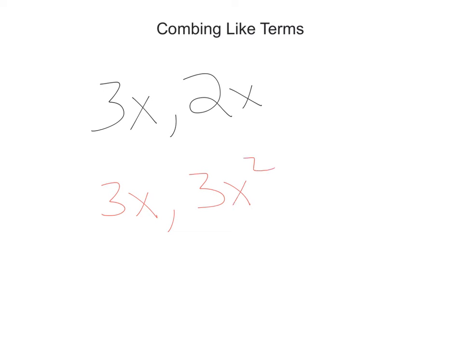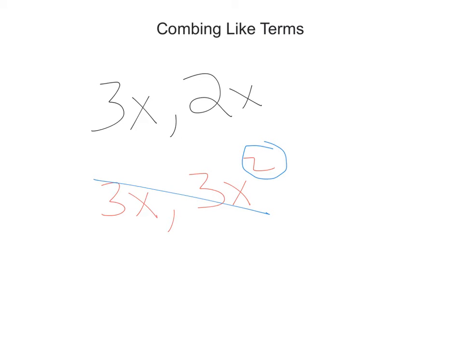Like terms are terms that have the exact same variable to the exact same power. So for instance, 3x and 2x are like. However, 3x is not like with 3x squared because of the exponent. Because of this, these are not like.